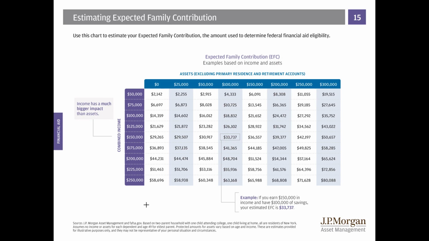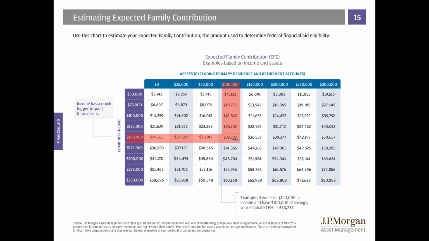It's important to note that for your assets, you don't want to include your retirement savings, like your 401k, or your primary residence. That doesn't mean your vacation home or other assets; you have to think about those differently. So in this case, say we had $150,000 in income and $100,000 in assets. The intersection there, $33,737, is the expected family contribution.